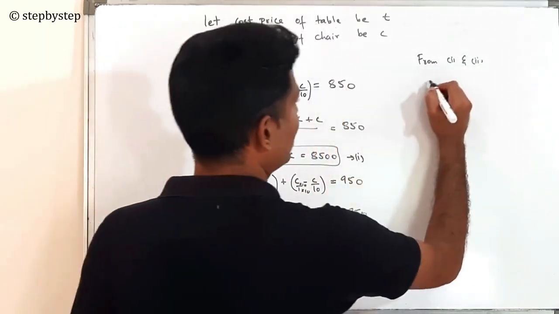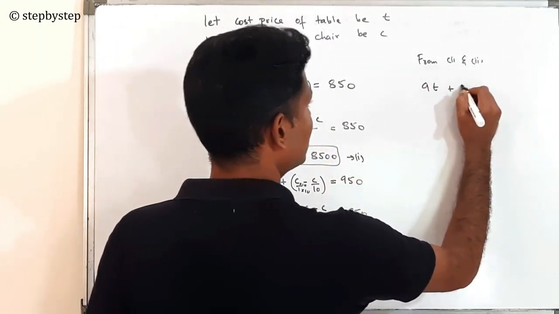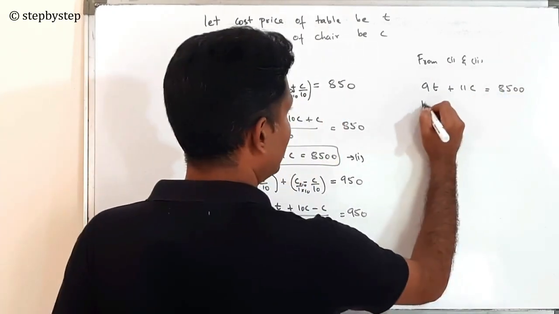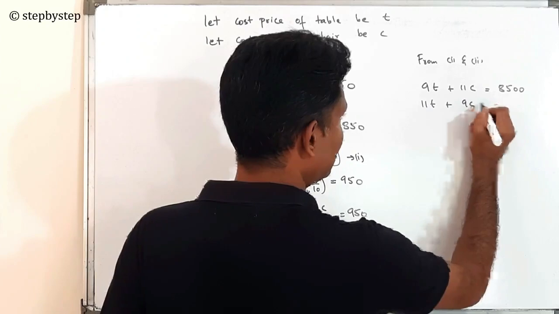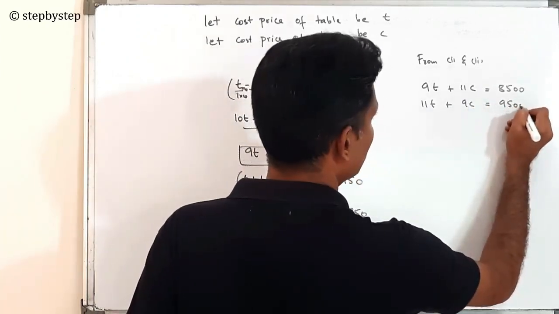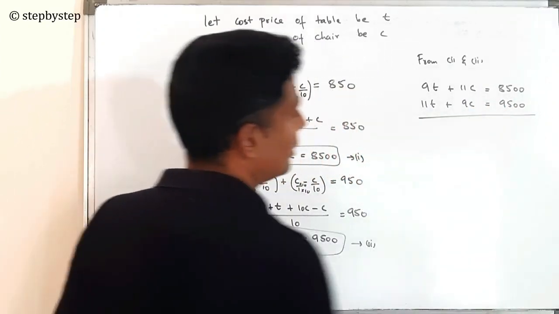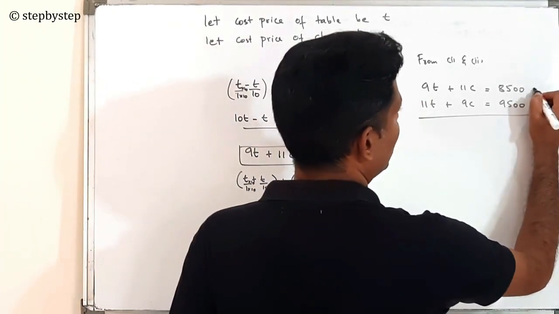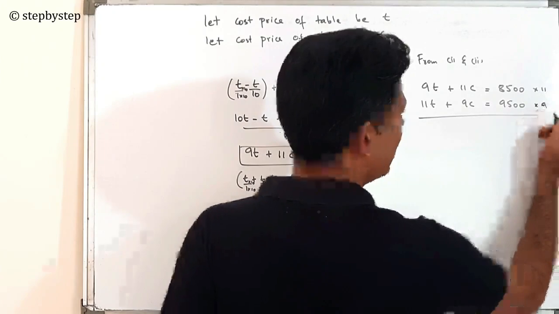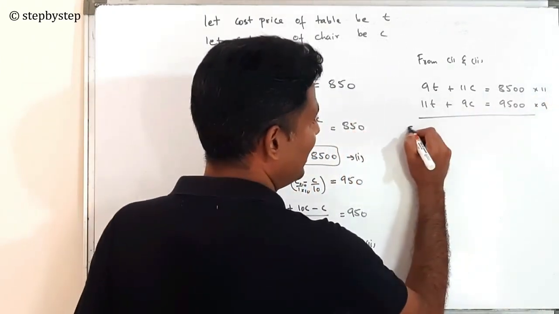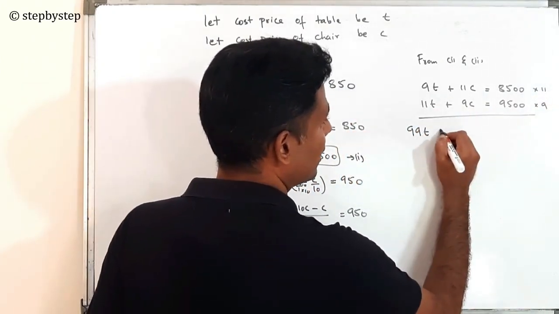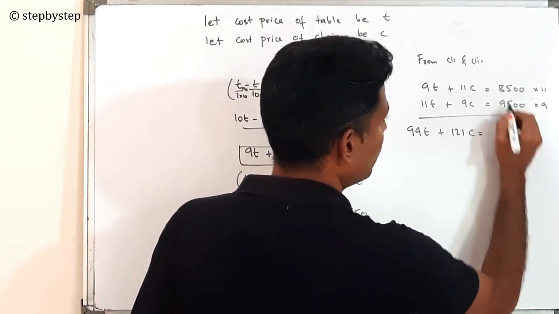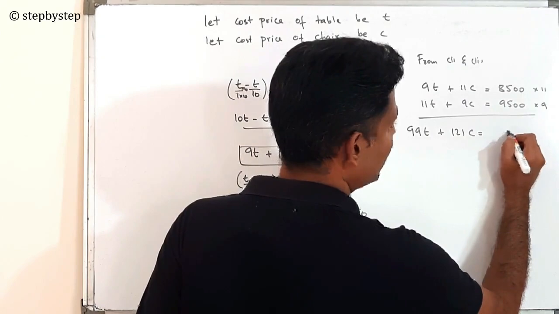Now from 1 and 2, we'll use these two equations: 9T plus 11C equal to 8500 and 11T plus 9C equal to 9500. Now I'll use the elimination method. I'll make T equal, so here I have to multiply by 11, here by 9. So 11 into 9, 99T, plus 11 into 11, 121C, equal to 8500 into 11.